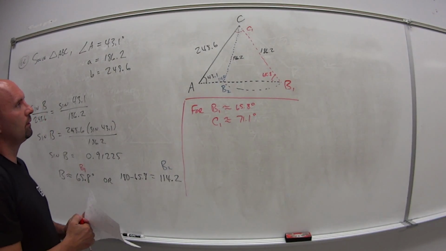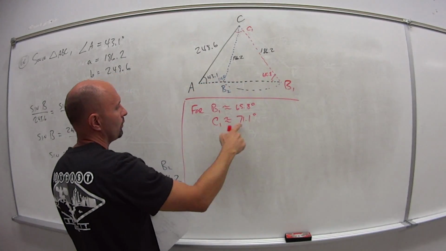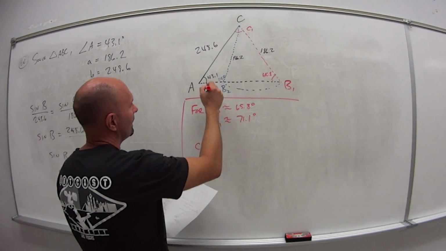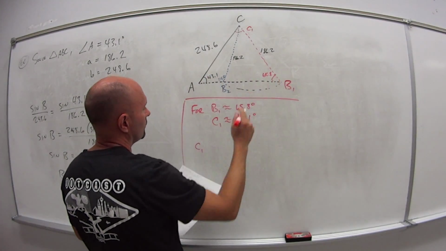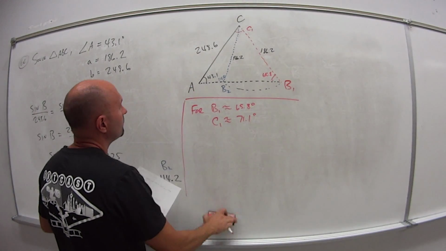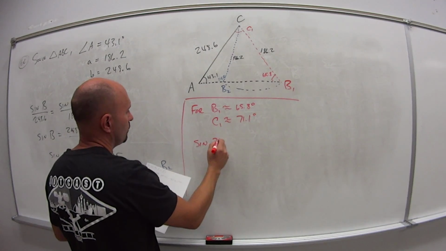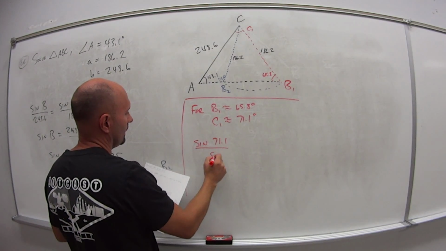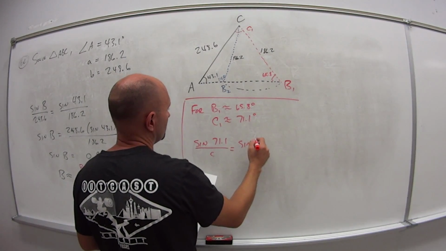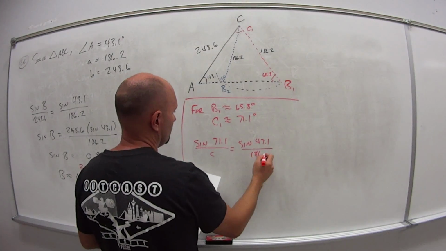So continuing on, we're looking at the triangle formed by the red. B is 65.8, C is 71.1. So that means that length C1, which would be the whole longer length down here, is what? We get sine of C, so sine of 71.1 over the length of C is equal to the sine of A, because that was given to me, so 43.1 all over 186.2.